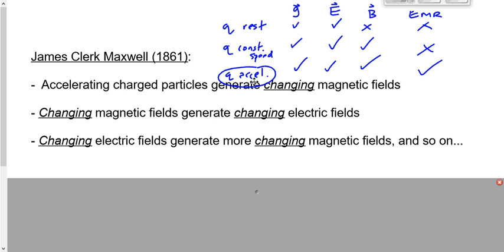Great, you got both, but it doesn't generate anything else. It's not self-sustaining because an electric field doesn't generate a magnetic field. A magnetic field does not generate an electric field. A changing electric field generates a changing magnetic field, and a changing magnetic field generates a changing electric field.